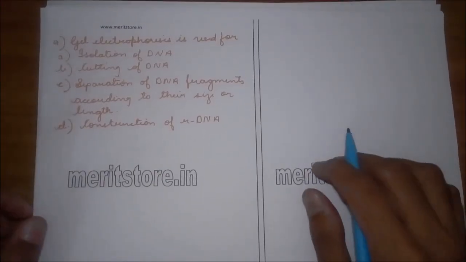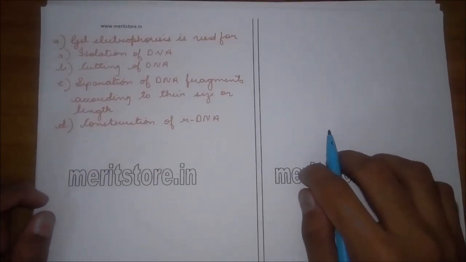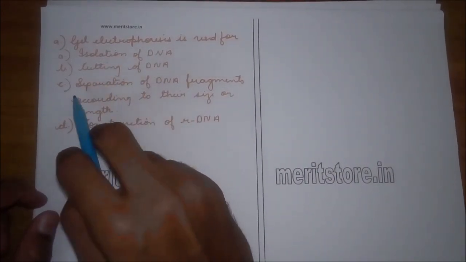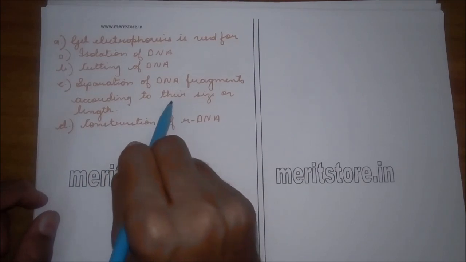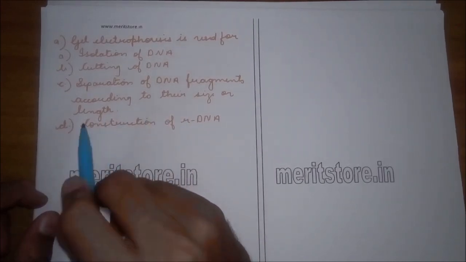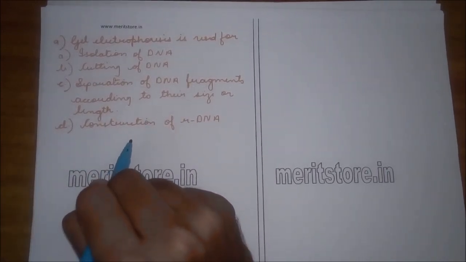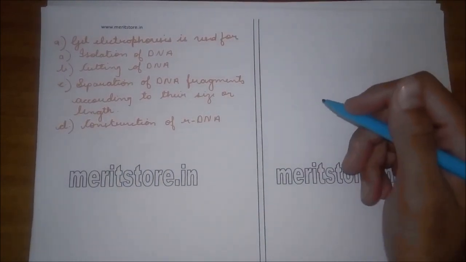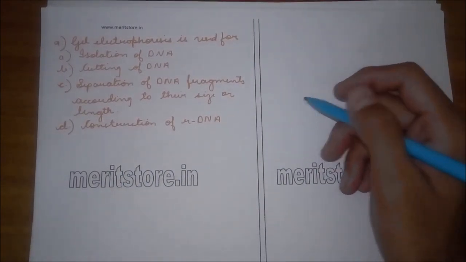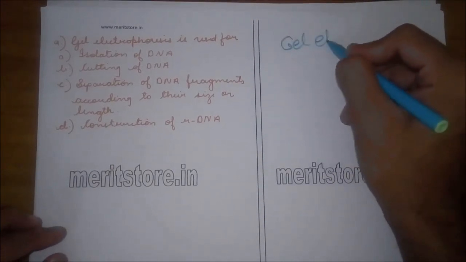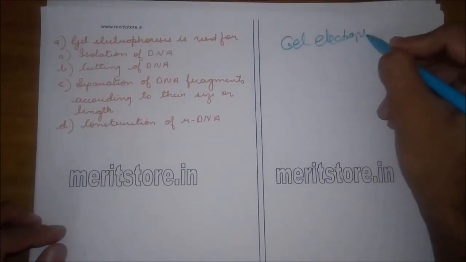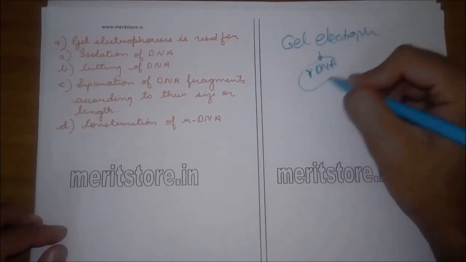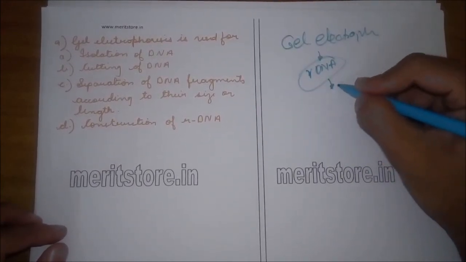Question number 9. Gel electrophoresis is used for. Option A, isolation of DNA, B, cutting of DNA, C, separation of DNA fragments according to their sizes or length, and D, constriction of DNA. So gel electrophoresis is a technique which is used in rDNA technology when we use recombinant DNA, which we fragment.